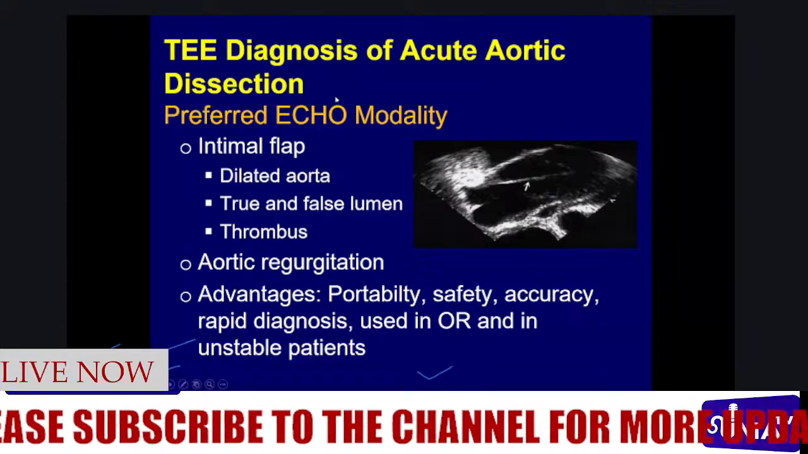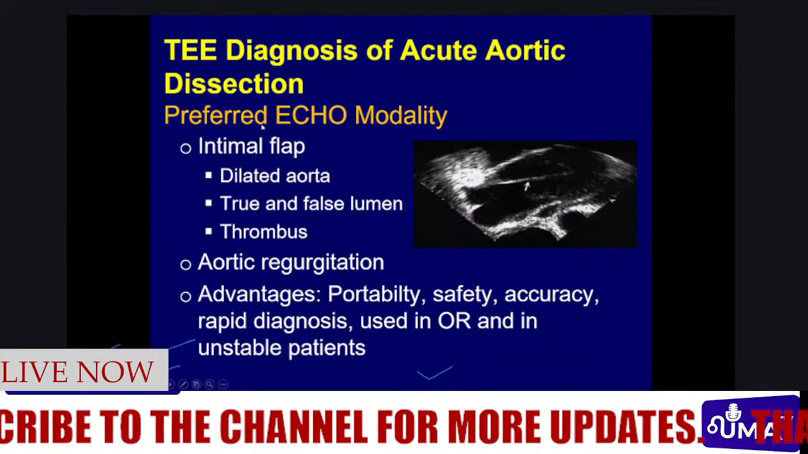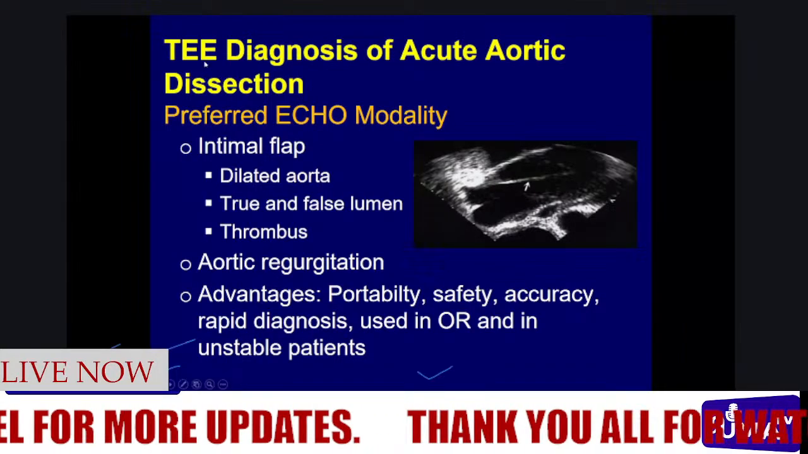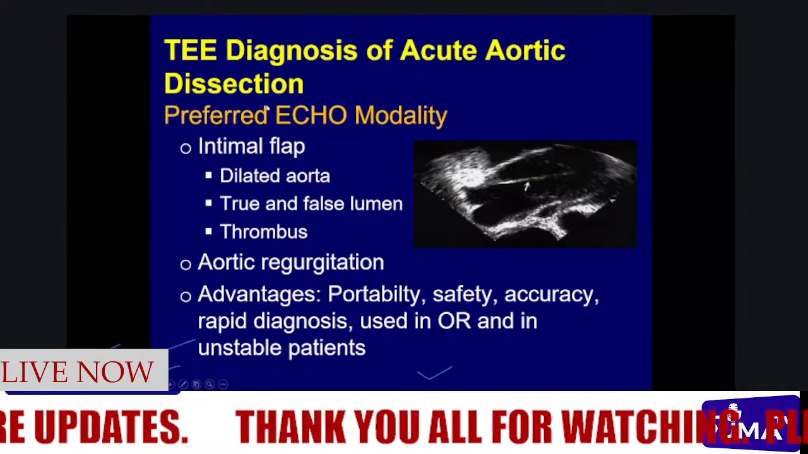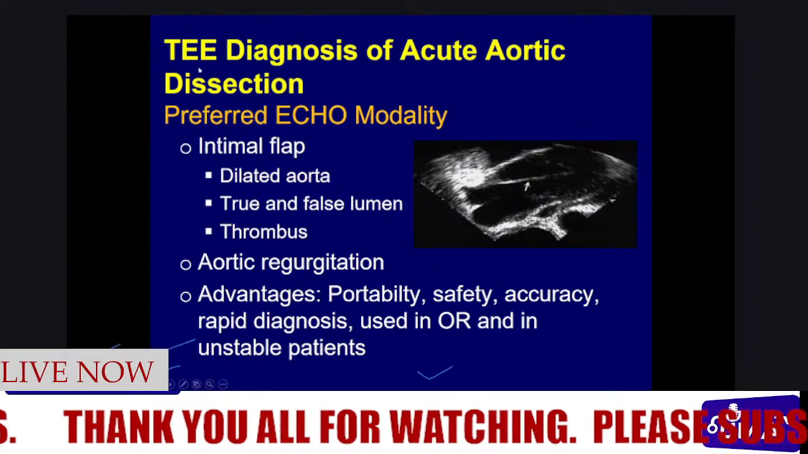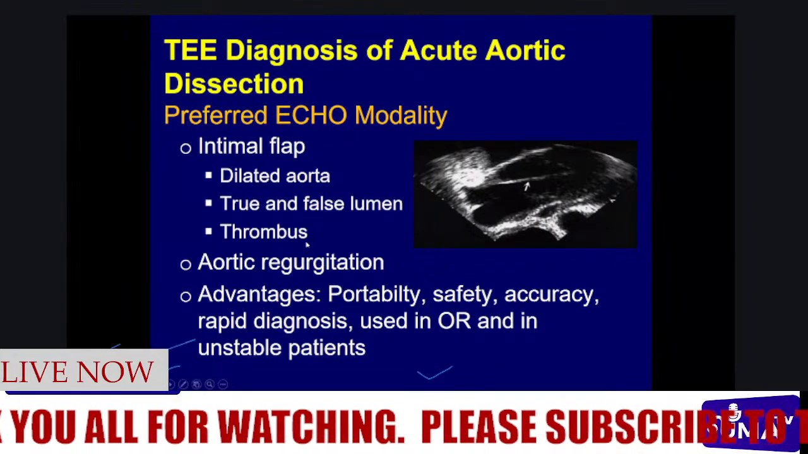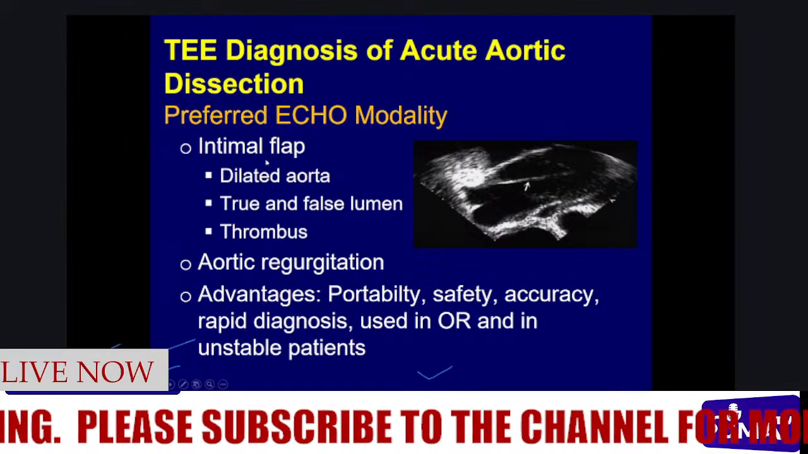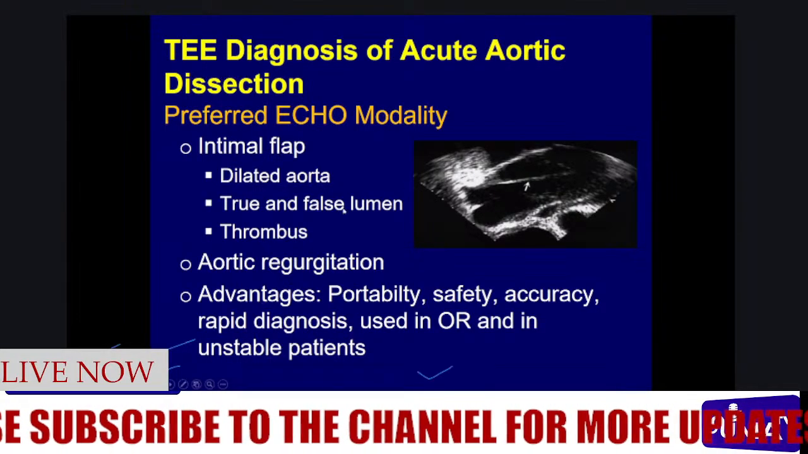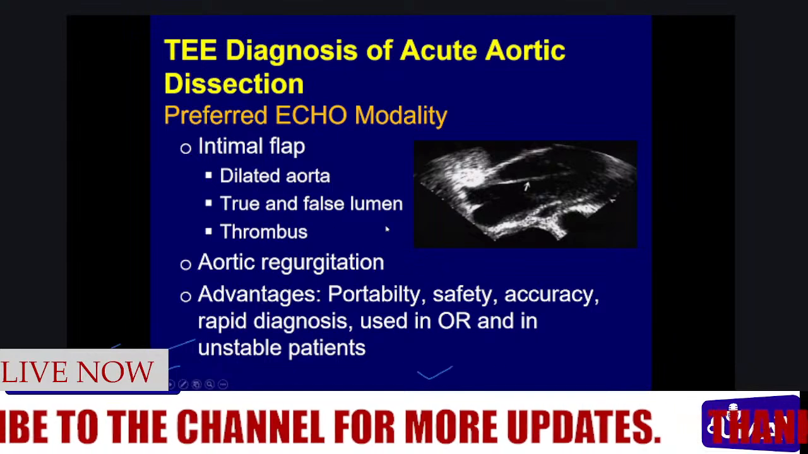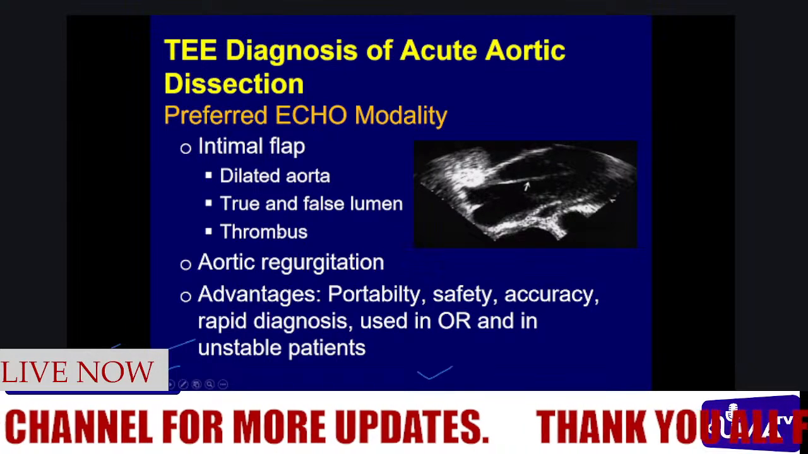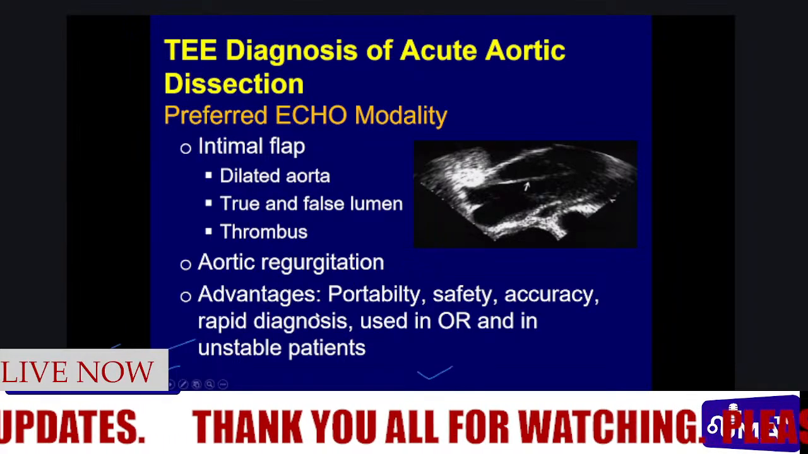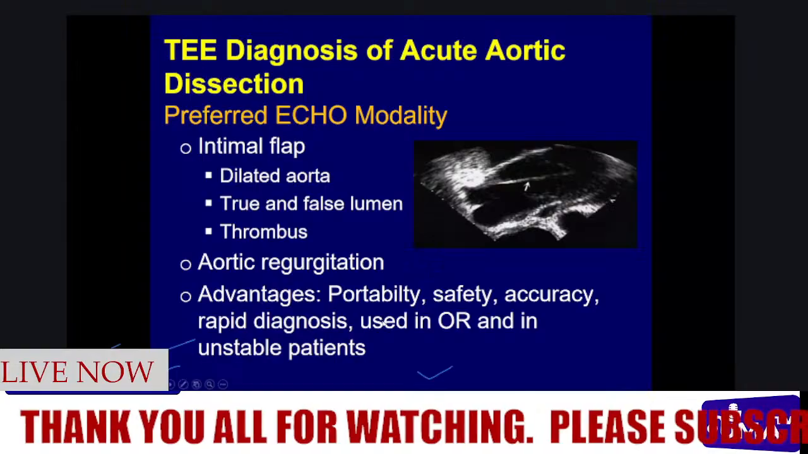In cardiology, the preferred mode of investigation is an echocardiogram, but we prefer what we call a TEE, or a transesophageal echo, not a TTE. TTE is transthoracic echo. Here you go into the esophagus and you are close to the aorta. So you can look for the intimal flap, a dilated aorta. You can classify the true and false lumen by looking at color flow, and you can also pick up thrombus. You can also pick up aortic regurgitation, and this is a portable test. It can be done anywhere in the hospital.